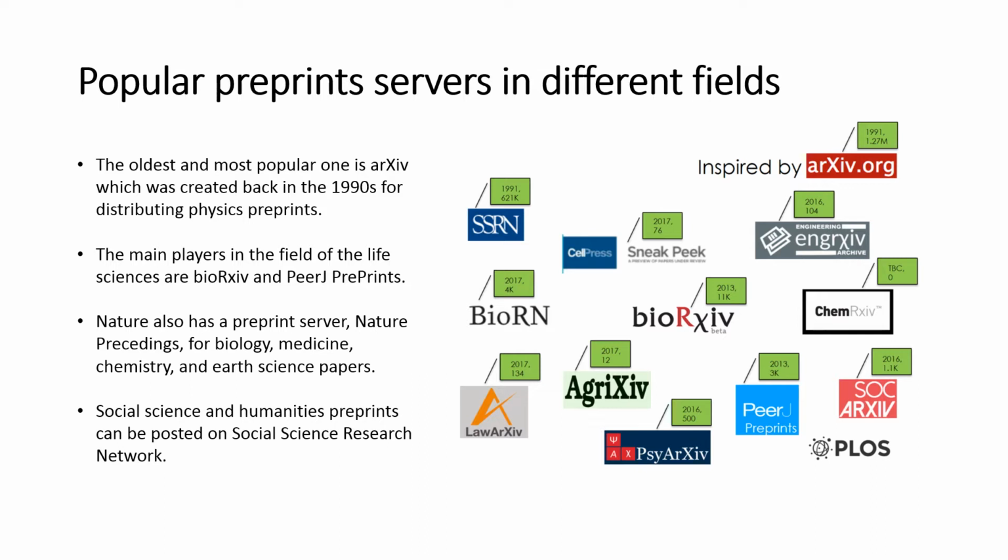The main players in the field of the life sciences are bioRxiv and PeerJ Preprints. Nature also has a preprint server, Nature Proceedings, for biology, medicine, chemistry, and earth science papers. Social science and humanities preprints can be posted on Social Science Research Network.